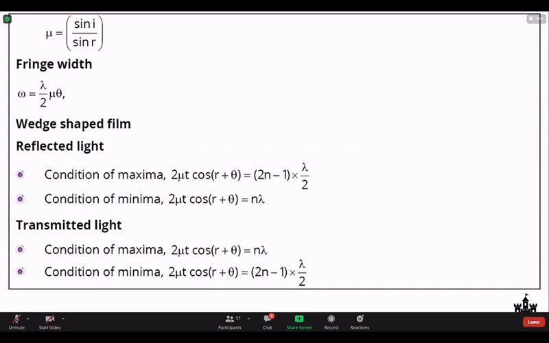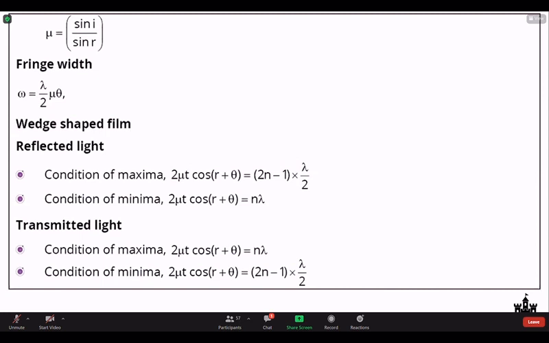Another condition: these are all important formulas on one slide. The refractive index is sine i by sine r. Then the formula for fringe width, omega. In some books, as I said, you will find different notation. In some books, delta is also mentioned, lambda by 2 mu theta. Mu theta should be in the denominator. Yes, lambda by 2 mu theta should be in the denominator. So please make the correction.